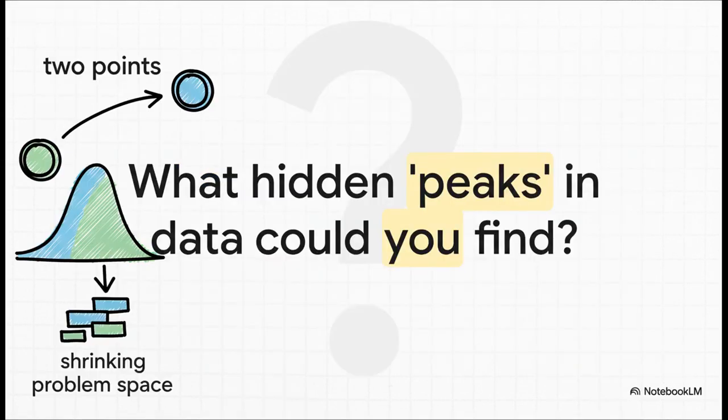So the core takeaway is this. By cleverly using 2 test points to understand the shape of a problem, you can eliminate huge sections of your search and find that peak with incredible speed. It's a powerful reminder that sometimes the best strategy can make even the biggest mountains seem easy to climb. So the question is, what hidden peaks could you find?